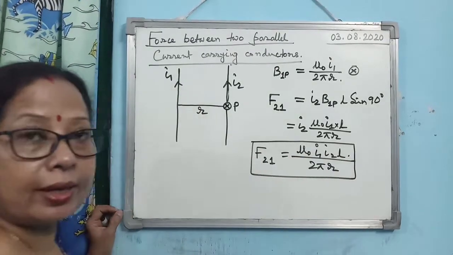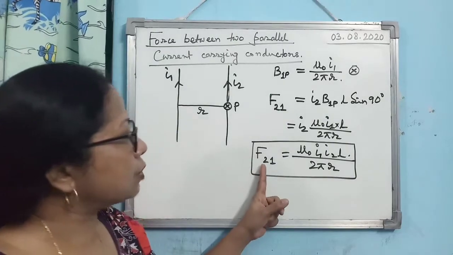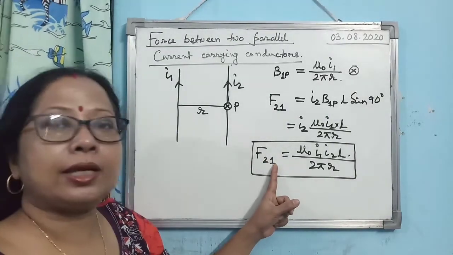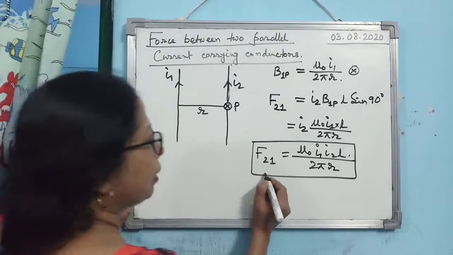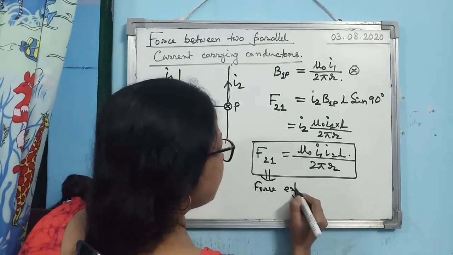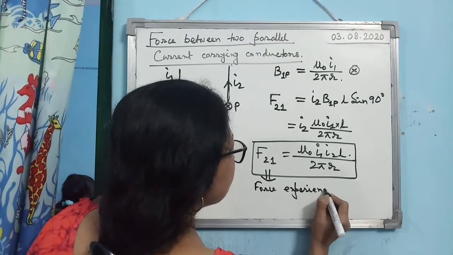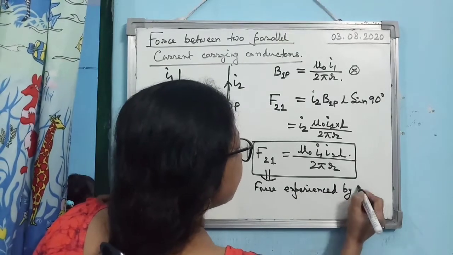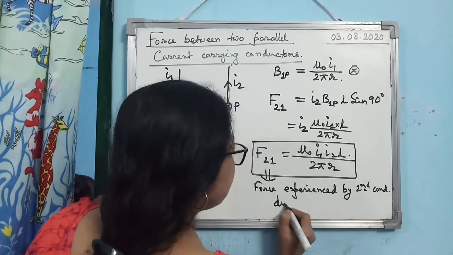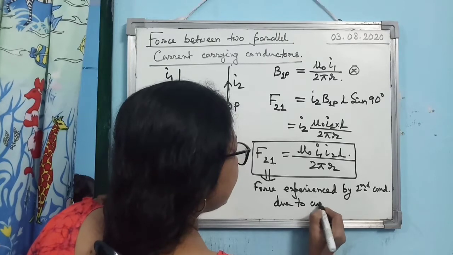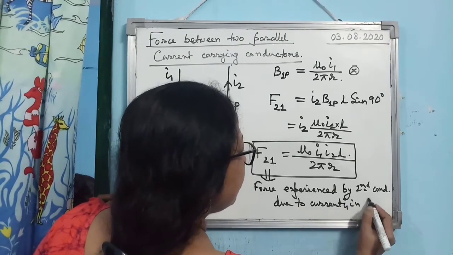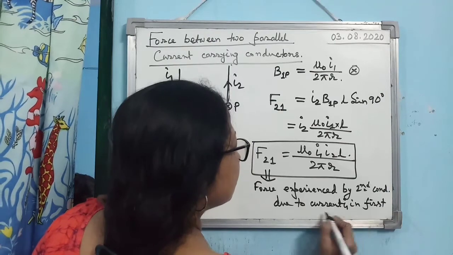F21 I have written. What is the meaning? This is the force experienced by the second conductor due to current in the first conductor. I am writing it here: force experienced by the second conductor due to current I1 in the first conductor.